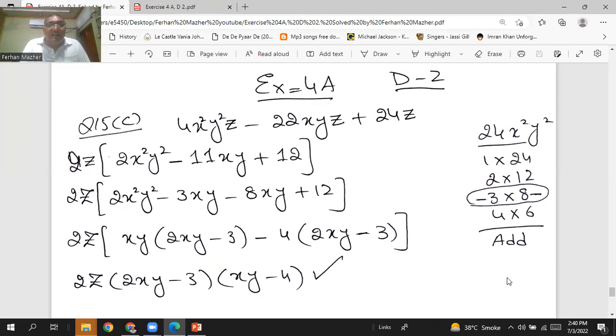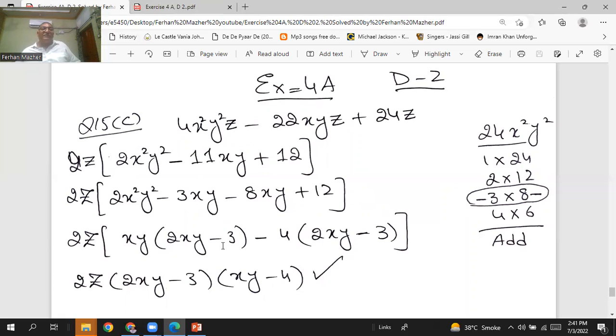Either both of them are given a positive sign or both are given a negative sign, because we want minus 11 from the addition. So both the pairs, both these factors, will be given a negative sign: minus 3, minus 8. So I will write 2x squared y squared minus 3xy minus 8xy plus 12 in square brackets. And from the first two terms, you can see xy is common.